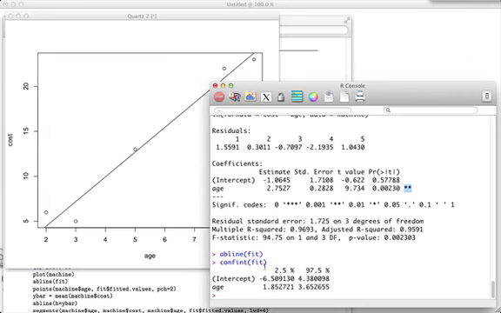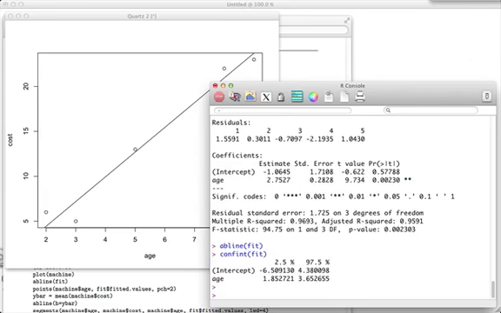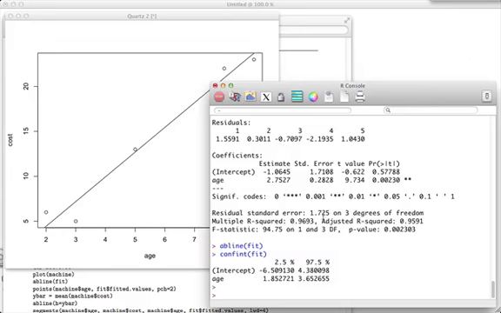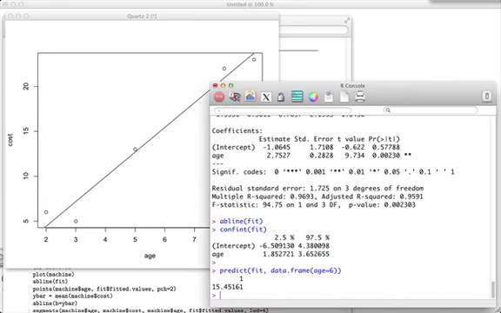Now, we could be asked to forecast. For example, what does it cost to maintain a 6-year-old machine? We don't have any data there, but here we're interpolating, not extrapolating. To do that, we'll just use the predict function: predict fit and data.frame age equals 6. So we would expect to spend about $15,000 to maintain a machine that is 6 years old.